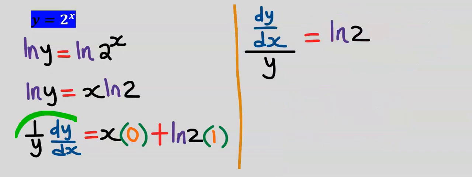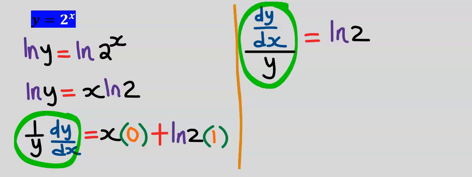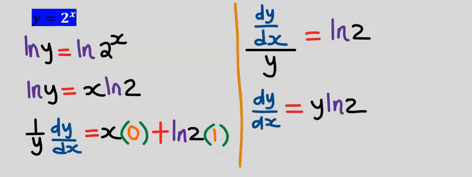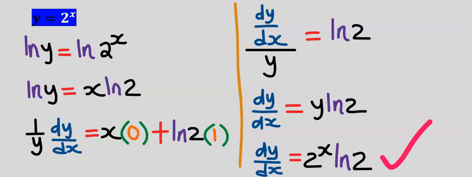Next, I can rewrite this to become this, because dy dx is just one entity. Next, the y at the denominator will move over to the other side to multiply the natural log of 2. Next, replace the value of y from the given question, which is 2 to the power of x. And this is our dy dx.